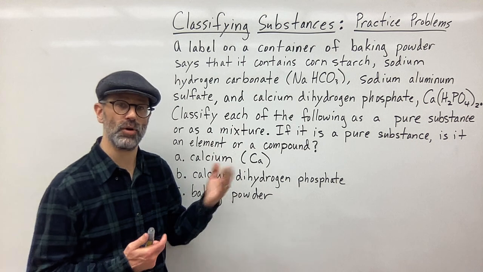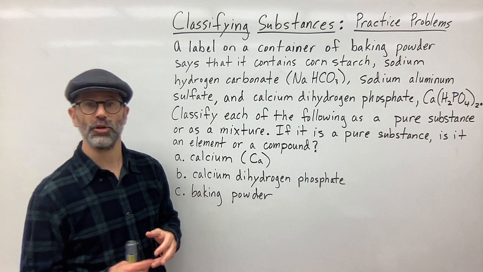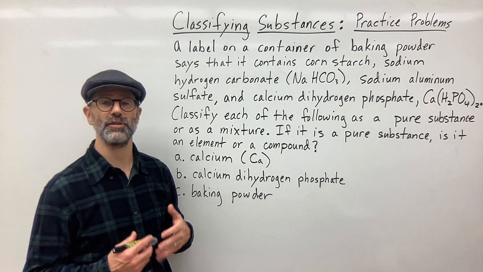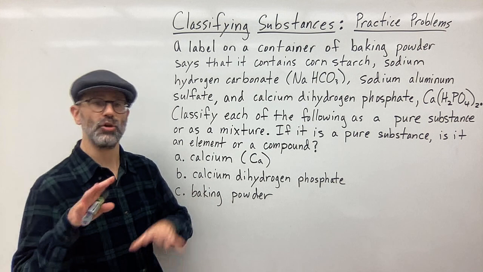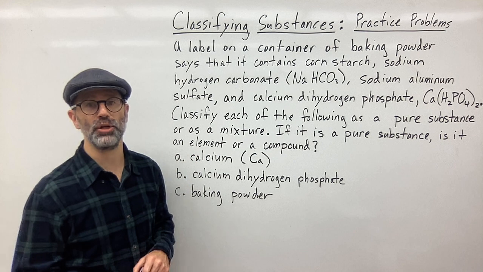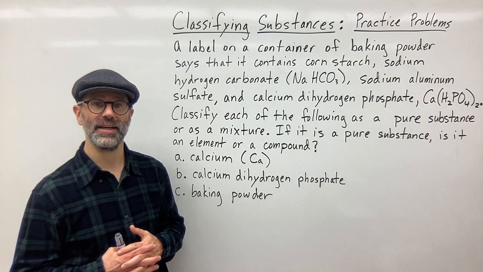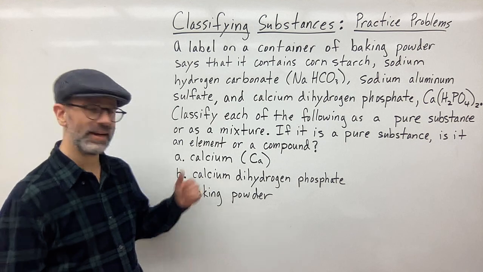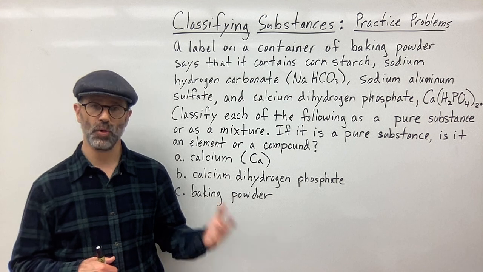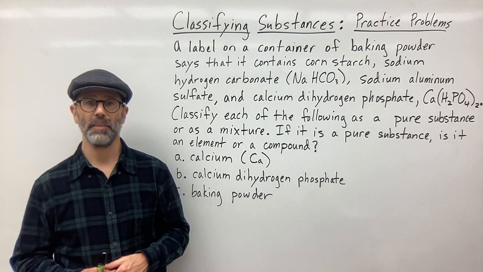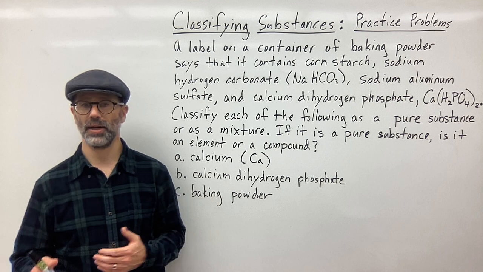Also, you can change the variation in the composition of these ingredients in your baking powder. You can increase the cornstarch and lower the sodium hydrogen carbonate content, or you can increase the calcium dihydrogen phosphate content and lower the sodium aluminum sulfate. So you can change all of that, but it's still going to be baking powder. So again, that's going to be an indicator that it is a mixture. And so that is how you identify and classify your substances as either pure substance or mixture. And if it's a pure substance, how you identify it as either an element or a compound.